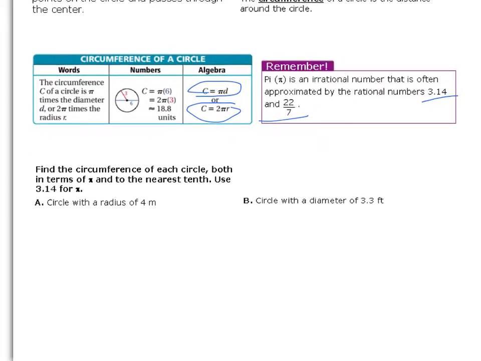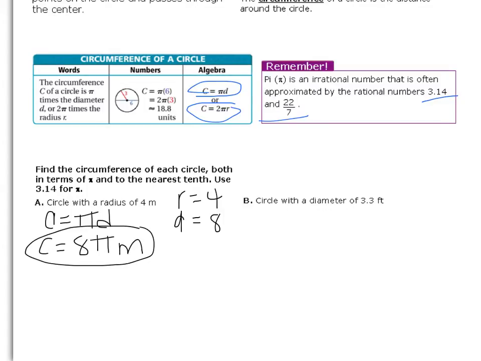So it says, find the circumference of each circle in terms of pi and to the nearest tenth. Okay, so we just talked about the formula. The formula is circumference equals pi times diameter. So in terms of pi, we're just going to plug in. Now, if they give us a radius of 4, that means the diameter is twice the radius. Our diameter is 4 times 2, which is 8. So circumference in terms of pi is just going to be 8 pi. And then, since it's meters, meters.